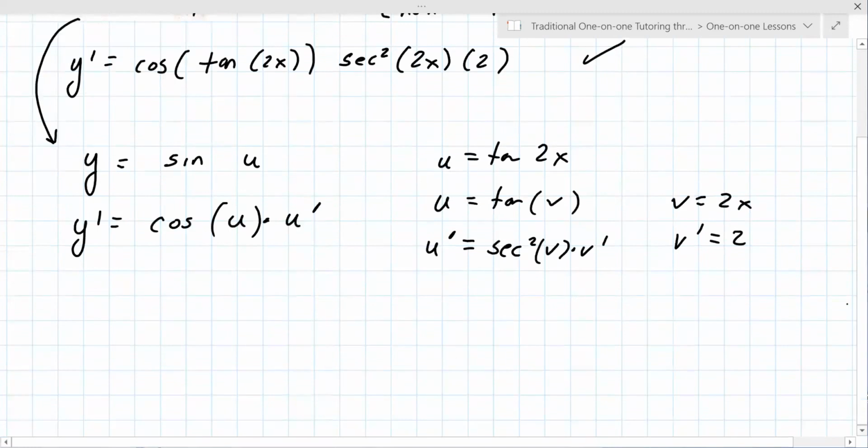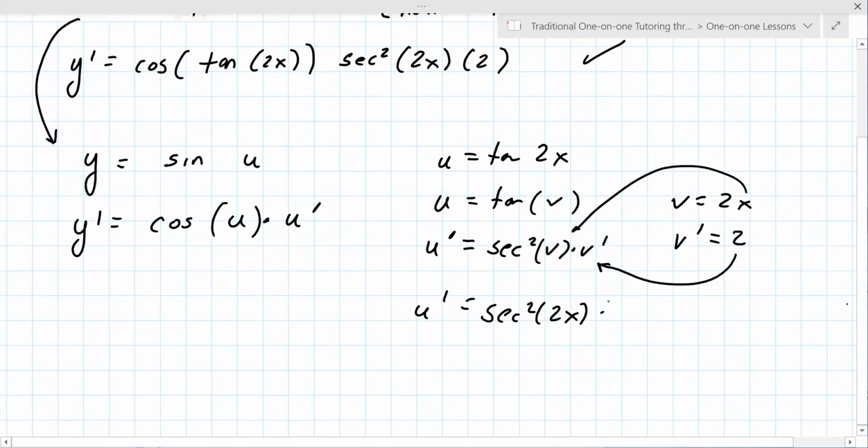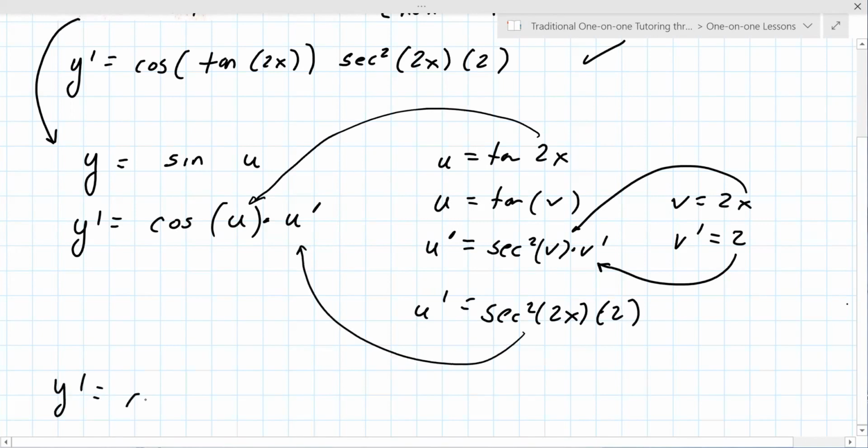Okay, so now you piece it all together. You start back substituting. What's v prime? It's 2. What's v? It's 2x. So u prime is really secant squared of 2x times 2. What's u? Well, u is really tangent of 2x. So y prime equals cosine of the tangent of 2x times u prime. U prime is all this stuff over here, secant squared 2x times 2. So notice it's exactly the same as the top line that I wrote. There's just more that went into it to piece it together.